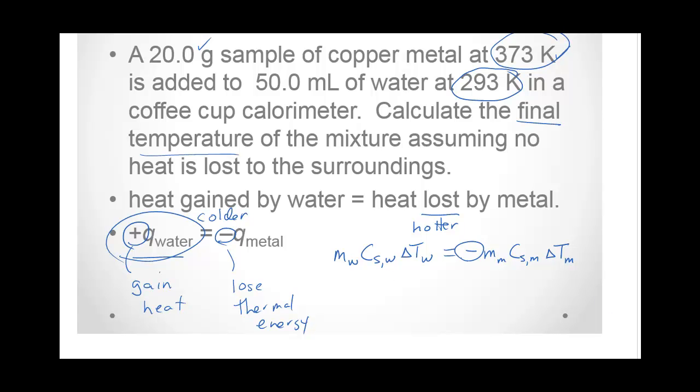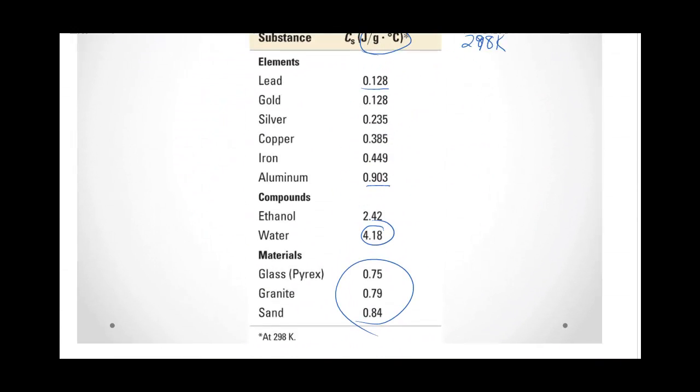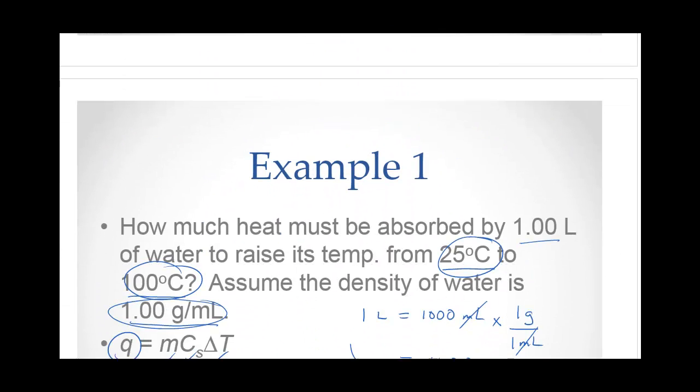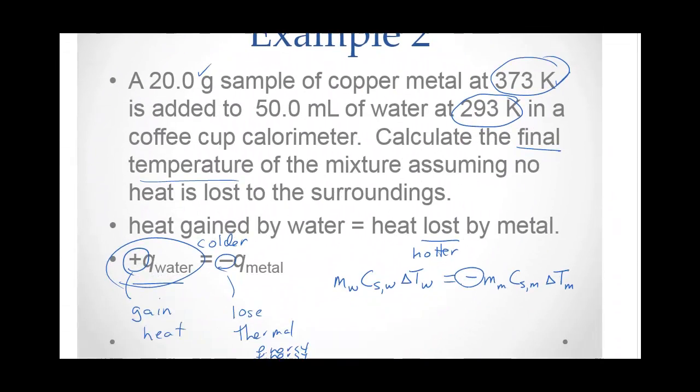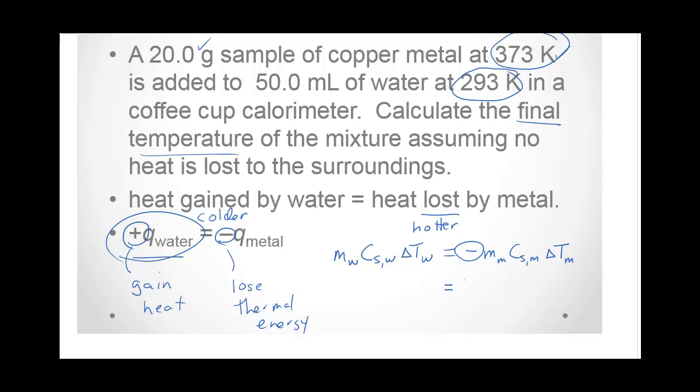Let's go back. I think copper is 0.329 or something like that. Let's see if it's on our list here. 0.385, I'm sorry. Okay, 0.385. All right, so let's write that down. So I'm going to go down lower on the page, but let's just write this out. We know the mass of the metal is 20 grams. Put our negative sign there. Specific heat, we just looked up, 0.385.